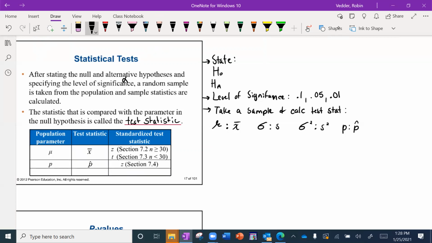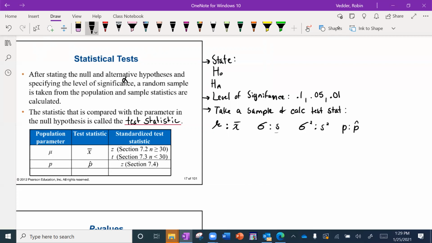Now the test statistic is determined by which population parameter you're trying to find information on. If you're trying to find information on the population mean, your test statistic would be X bar. If you're interested in the population standard deviation, you would use the sample standard deviation. If it's population variance, you would use the variance for the sample, which is S squared. And finally, if it's population proportion, you would find the test statistic of P hat.